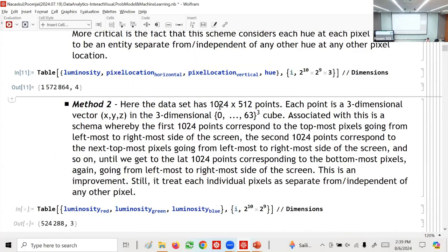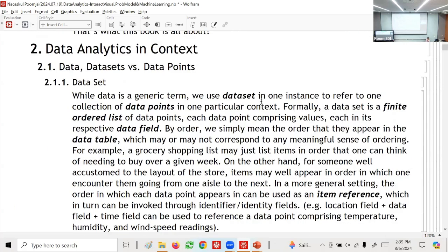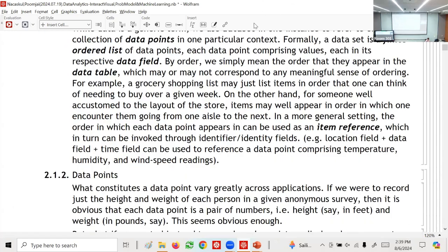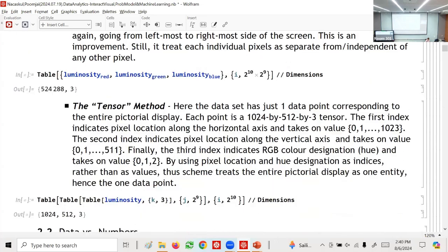Method 2, the data set. So we're talking about data versus data set, right? Now you can have many data sets, but let's say just one data set. So there it is. Method 2, each data set has this many points. But each point itself has a 3-dimension number. By the way, this is more sensible because each pixel has 3 colors, right? Red, green, and blue. So there, that's another dimension.